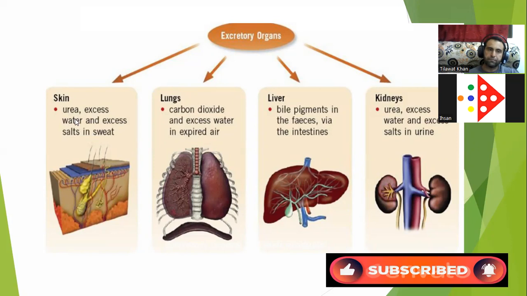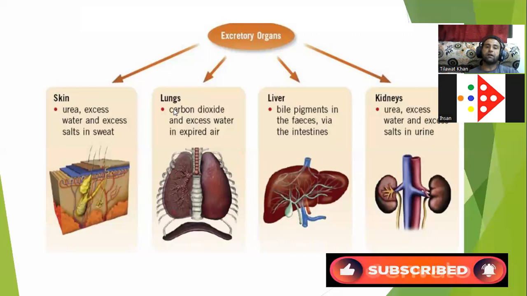It releases sweat. In the form of sweat, what will go out from your body? Urea, that is waste material, excess water, and excess salt. These are waste things that are of no need for your body. So in the form of sweat, they can be removed from your body. So skin can act as an excretory organ, right?